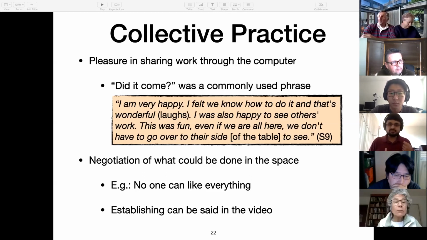One such thing that suggests that was that the sister survivors were actively negotiating what could be done in the space, such as the fact that nobody could like everything about the technology or establishing what could be said in the item description video.